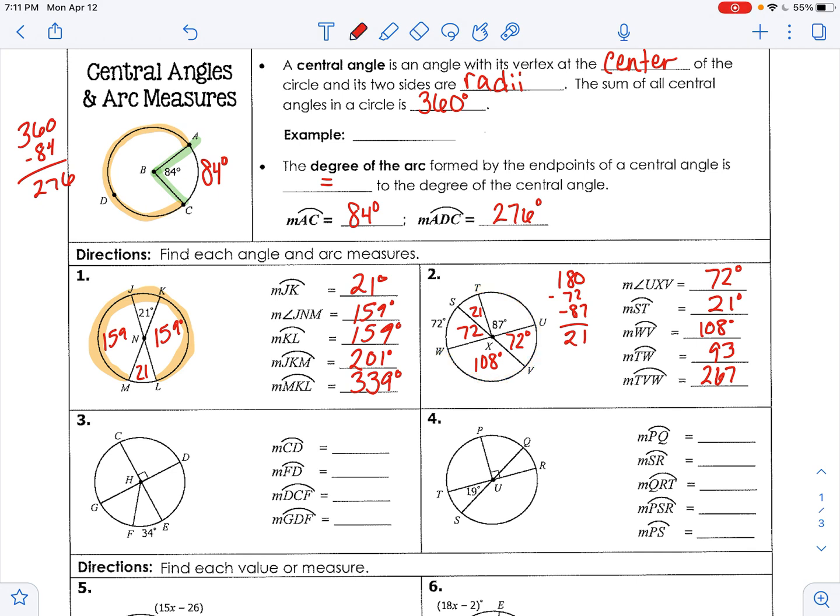Now I'd like you to pause the video, try numbers 3 and 4 on your own, and then unpause when you're done to check your work.